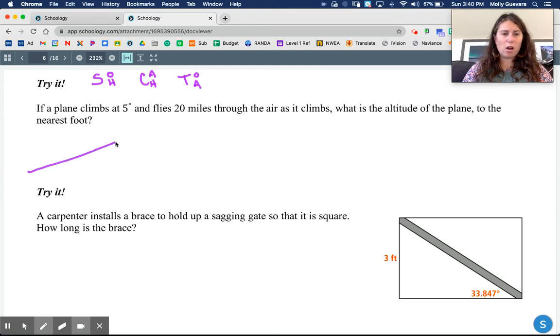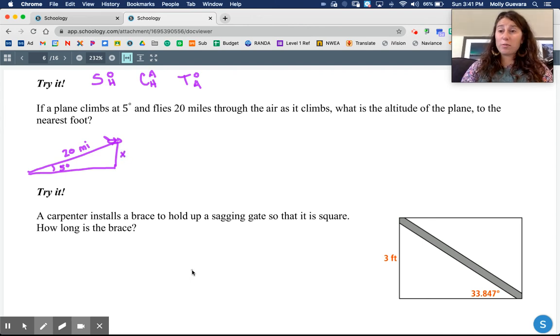So I'm going to draw my triangle. Here's the plane. There's my beautiful plane. And it's taking off at 5 degrees. And it's going 20 miles through the air, wow. And I want to know what is the altitude to the nearest foot.